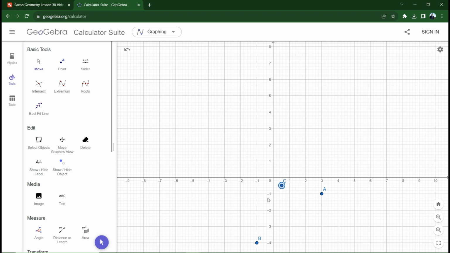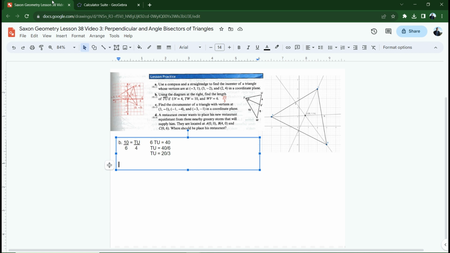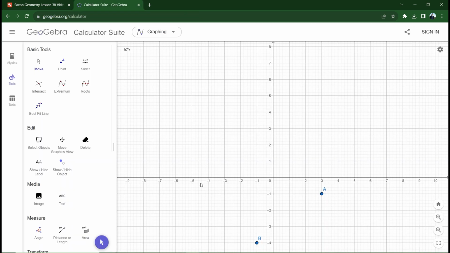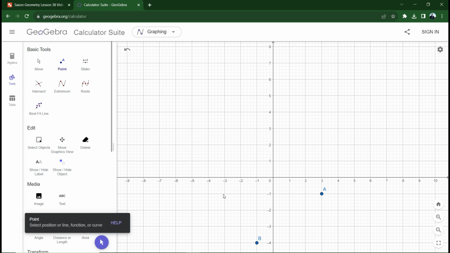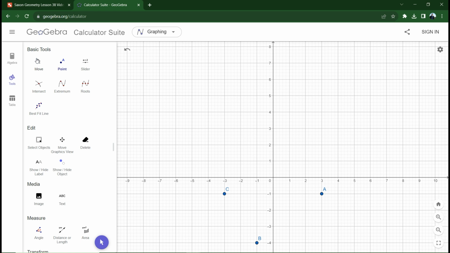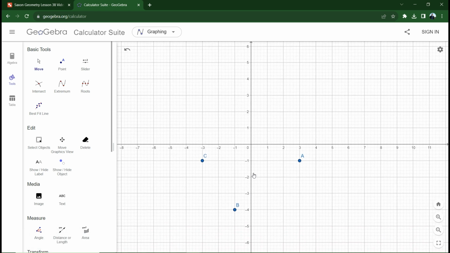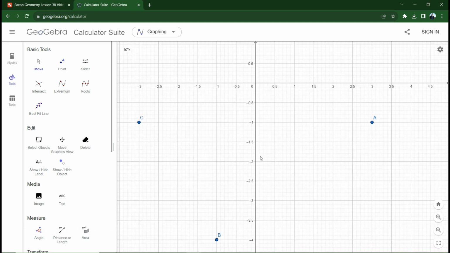Oops, hold on. That's wrong. Delete. All right, and let me just make sure. So (3, -1), (-1, -4), (-3, -1). So we should see that two of these points are going to line up in one of the dimensions. That's Saxon's way of being nice to us on these problems, okay?